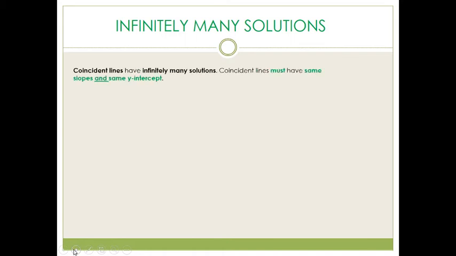So the infinitely many solutions case, remember, that's when the lines are really the same line. We call those coincident lines. That just means they really are the same line. They're a line on top of each other. They have the same slope and the same y-intercept.